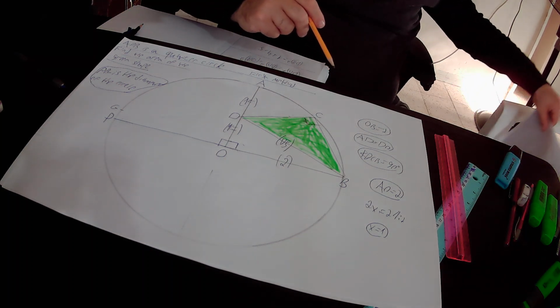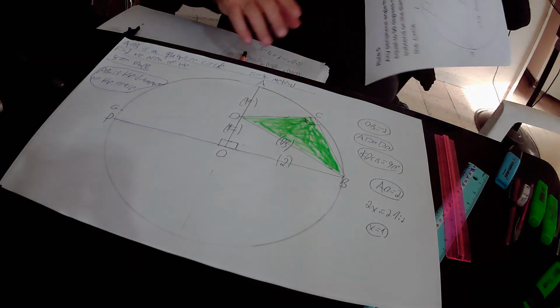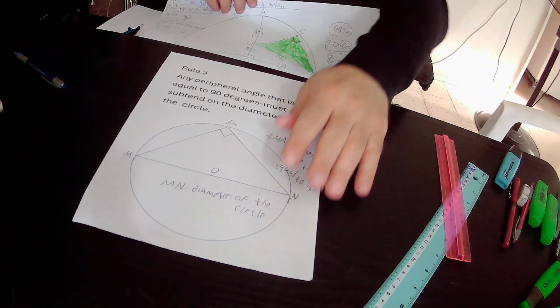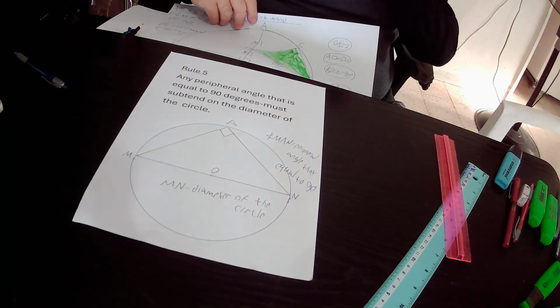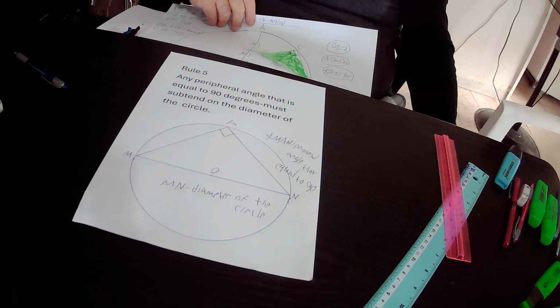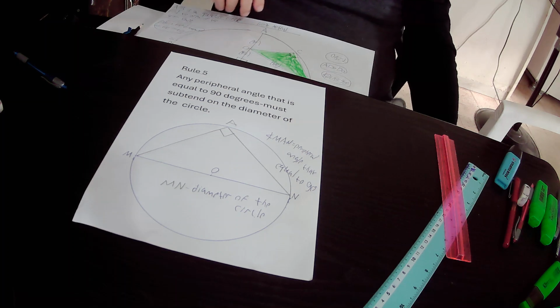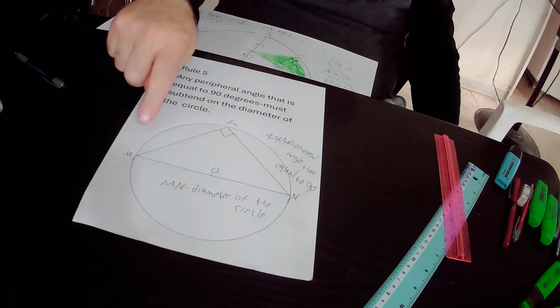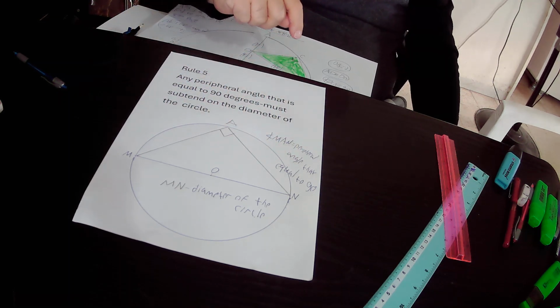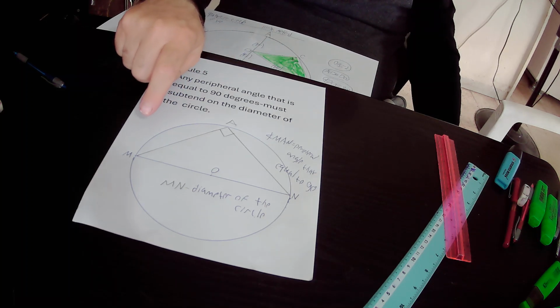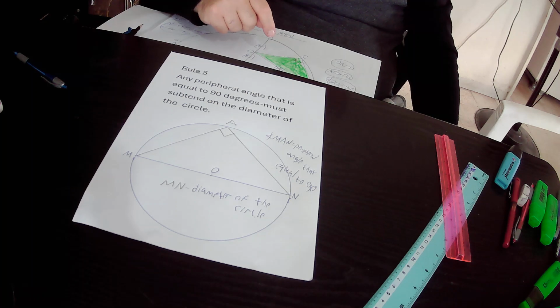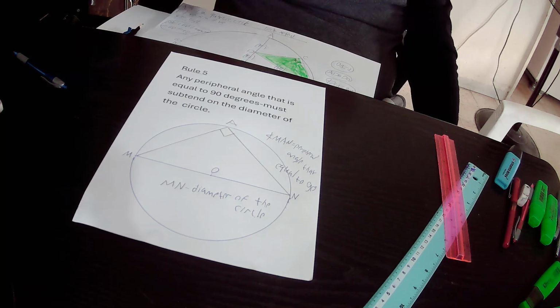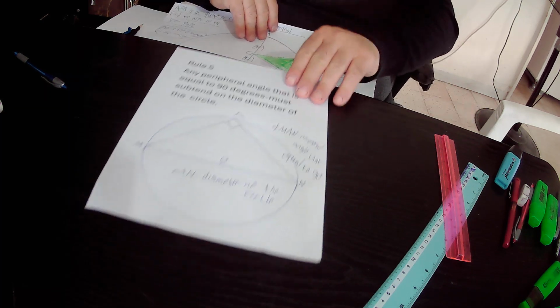I'll repeat quickly rule 5. According to rule 5, any peripheral angle that is equal to 90 degrees must subtend on the diameter of the circle. So in the drawing we have a circle and this is peripheral angle MAN. This peripheral angle MAN equals 90 degrees in size, and it is subtended on MN, which is the diameter of the circle. So any peripheral angle that is equal to 90 degrees must be subtended on the diameter of the circle, according to rule 5.